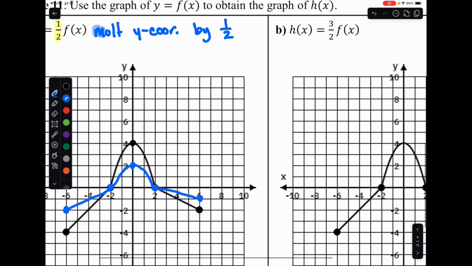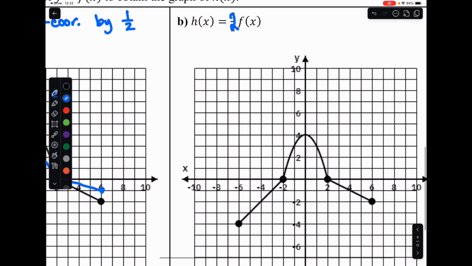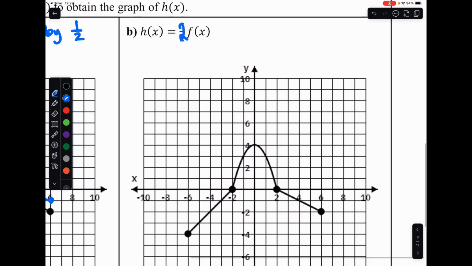Now, if we're multiplying by, let's say, 2, then multiplying all of your y values by 2 is going to make it stretch. It's going to make it taller. So this notation, because it's 2 times f of x, means to multiply your y values, or your y coordinates, by 2.